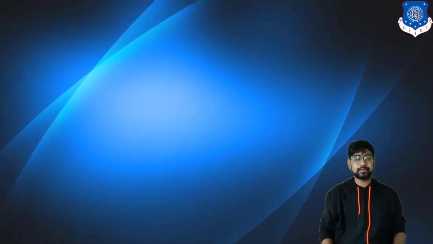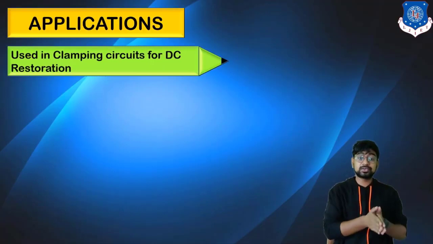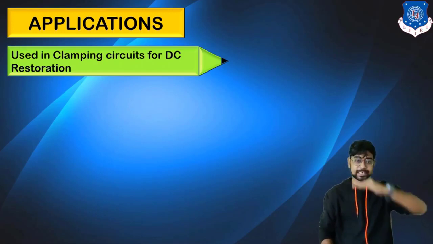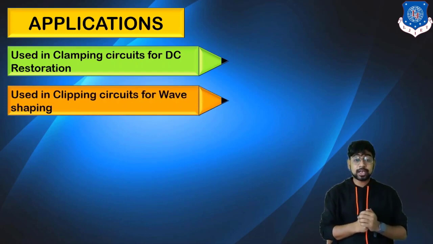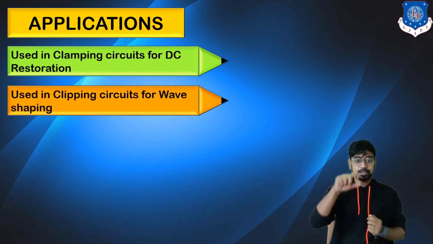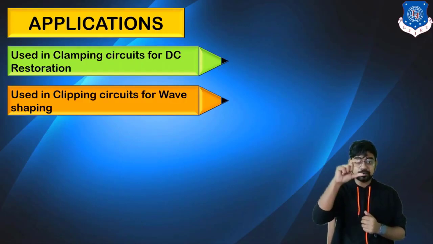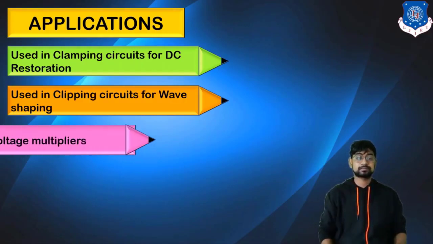Now the last question that we will discuss is the applications. The PN junction is used in the clamping circuit for DC restoration. Clamping means changing the DC level of any signal. After that, we have the clipping circuit for wave shaping. Clipping means cutting off a certain part of the signal, the analog signal, or you can go with square waves also. When we are cutting down a certain part of the waveform, this is the clipping circuit's job.